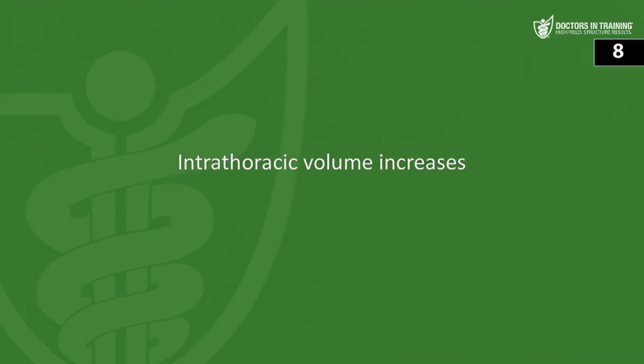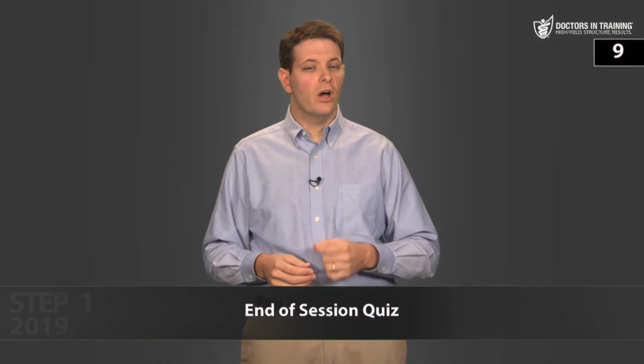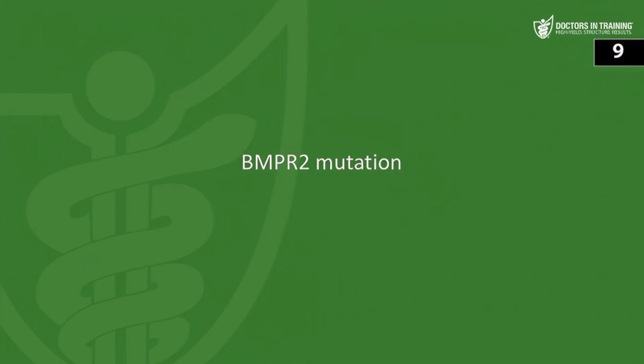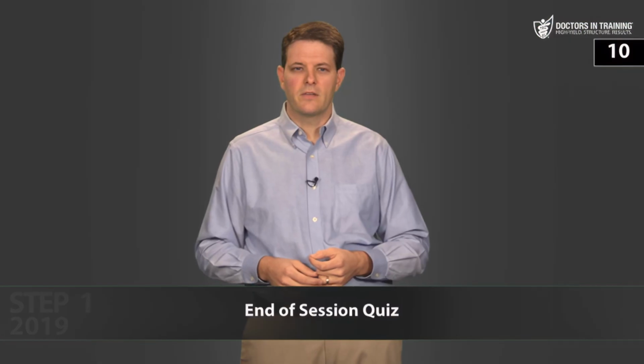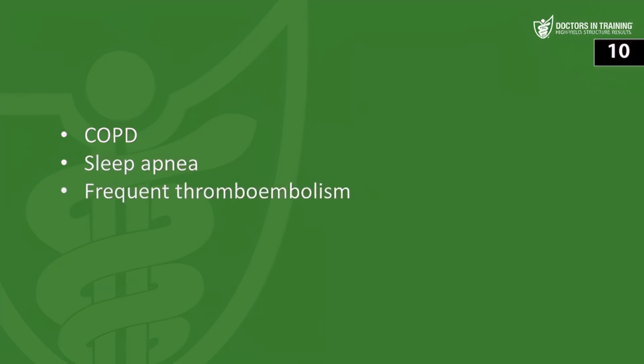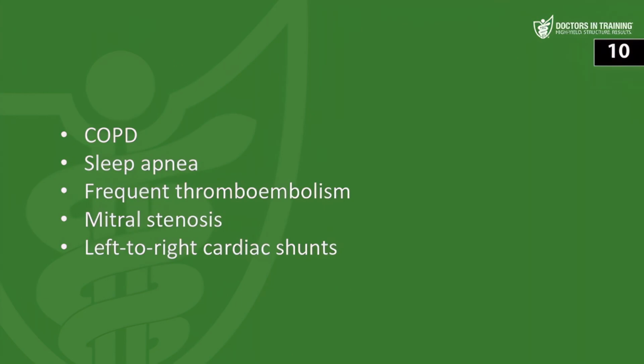Next, what gene mutation can cause primary pulmonary hypertension? Well, that's the BMPR2 gene, or the bone morphogenetic protein receptor type 2. Next, what are some of the secondary causes of pulmonary hypertension? So we mentioned COPD, sleep apnea, frequent thromboembolism, mitral stenosis, and left to right cardiac shunts.